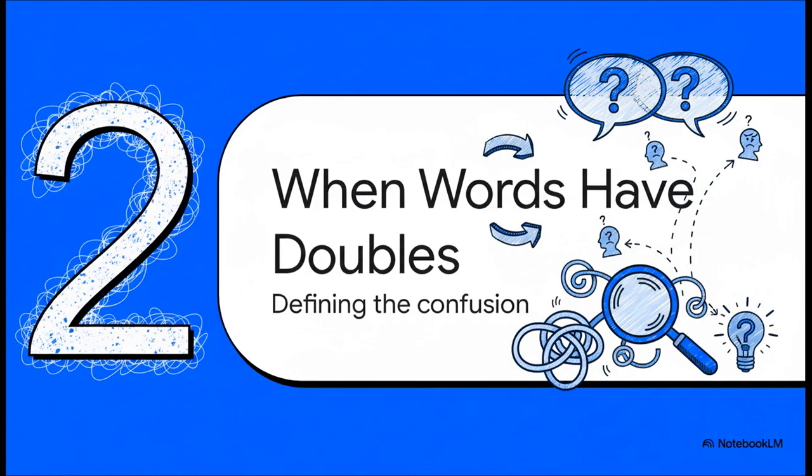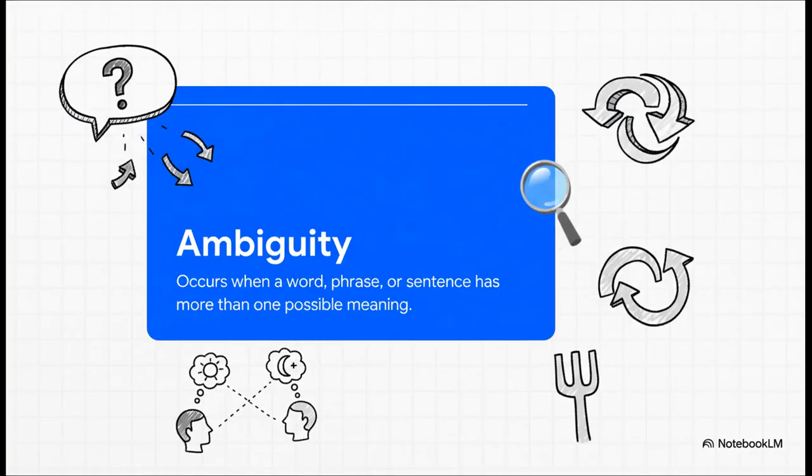All right, so now that we've seen this thing in action, let's actually put a name to the culprit and define what's really going on here. So ambiguity is just when our language gives us more than one option. And what's really important to get here is that this isn't usually about someone trying to lie or be deceptive. Most of the time, it's totally accidental. The person speaking just doesn't realize their words could land in a couple of different ways.